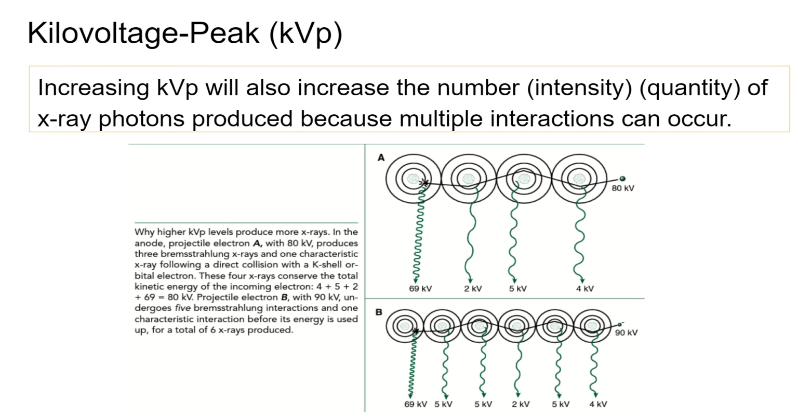At the end of the day, it's really only the 69 ones that count anyway, because the other ones are probably going to get absorbed or not make it, because they're pretty low level. But from a pure physics standpoint, and from what's on the test, a higher kV gives us higher intensity.